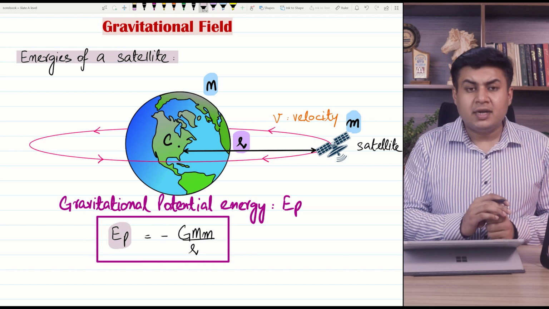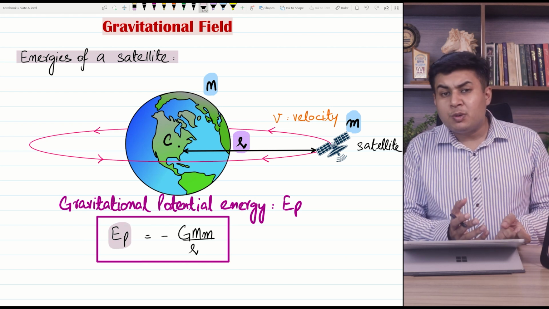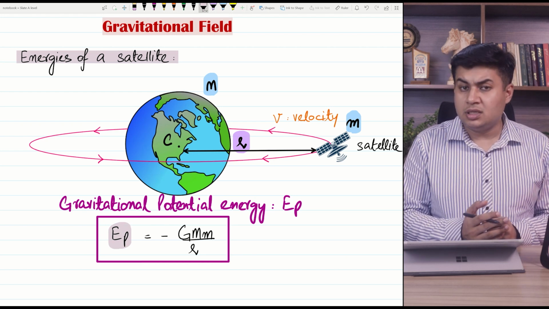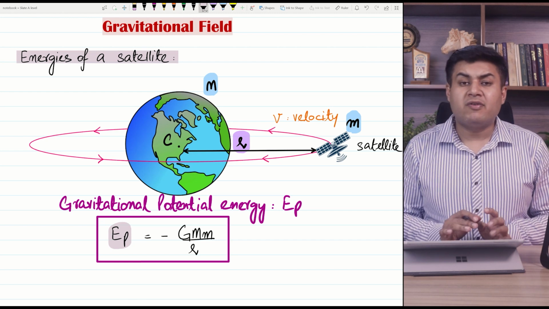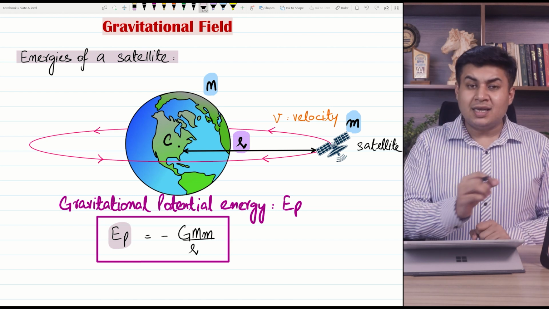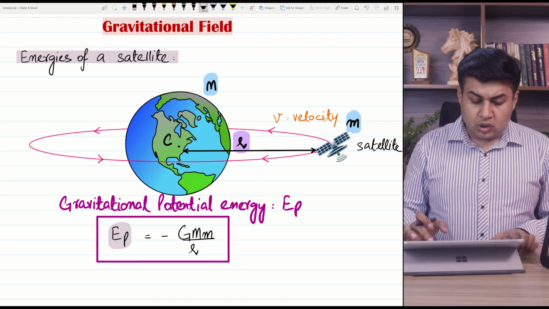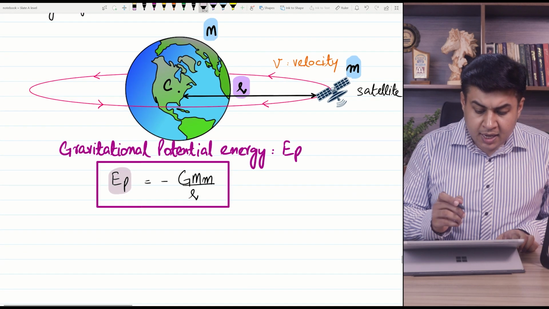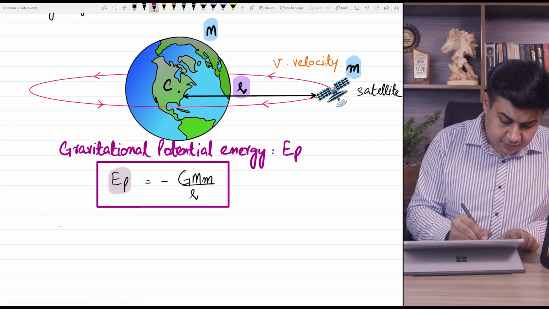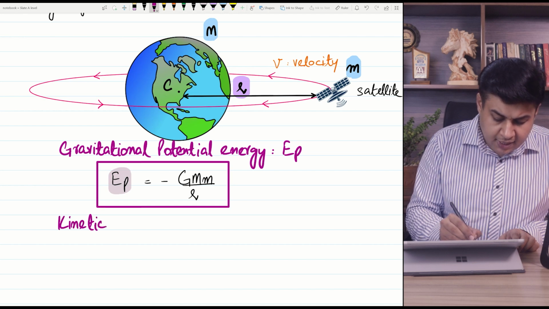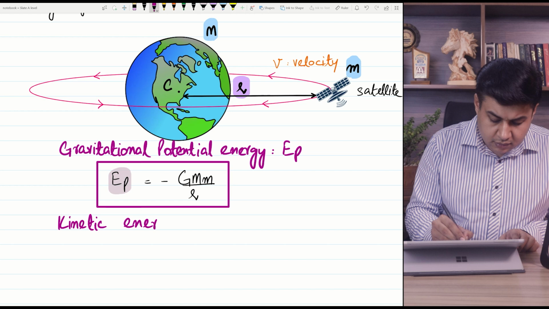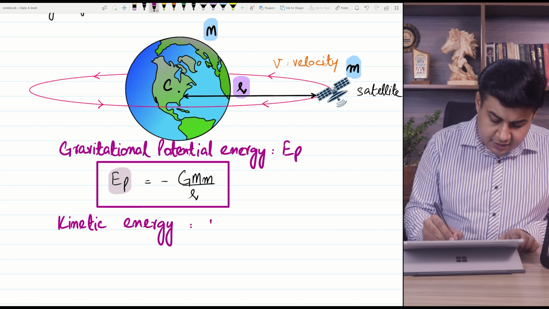Now, this gravitational potential energy will be maximum at infinity and its value is 0. So within the field, gravitational potential energy is negative. Now we will find out the formula of kinetic energy of satellite. Right? So you are writing heading of kinetic energy of satellite. Let's find out kinetic energy of a satellite.